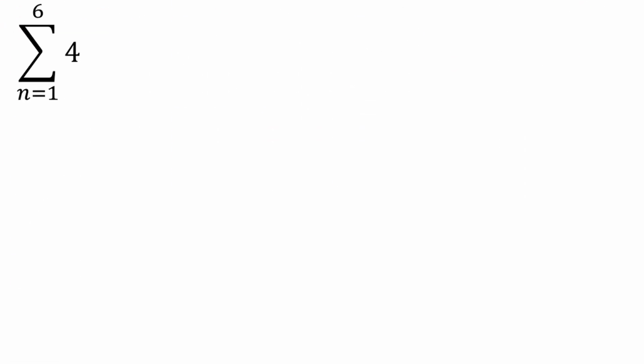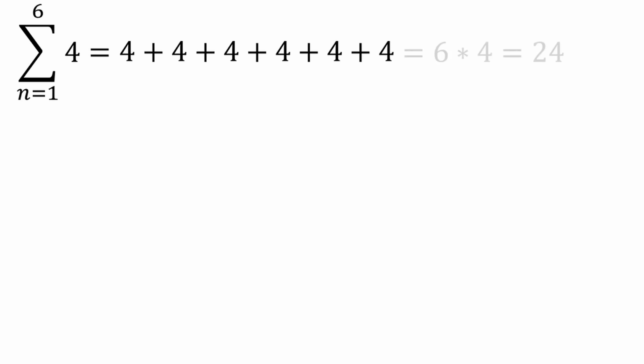Sometimes you will have constants inside a sum, such as the sum from n equals 1 to 6 of 4. This tells us to first plug in n equals 1. There is no n, so we just get 4. Then plug in n equals 2. Again, there is no n, so we get 4. Do this 6 times, and we get 4 plus 4 plus 4 plus 4 plus 4 plus 4, which is the same thing as 6 times 4, or 24.